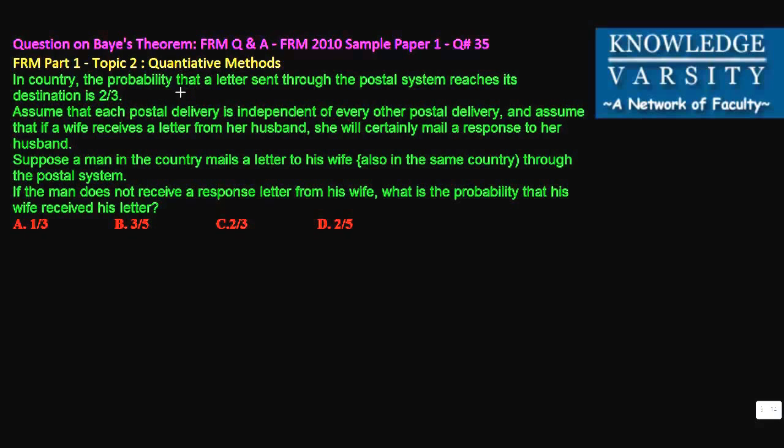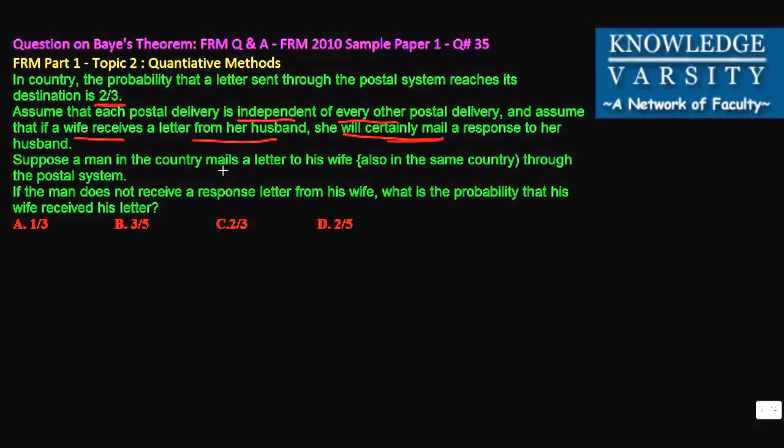The problem says that in a country the probability that a letter sent through the postal system reaches its destination is 2 by 3. That means only 2 out of 3 letters reach the destination, and we assume each delivery is independent of the other delivery. Another assumption is that if a wife receives a letter from her husband, she will definitely respond to it.